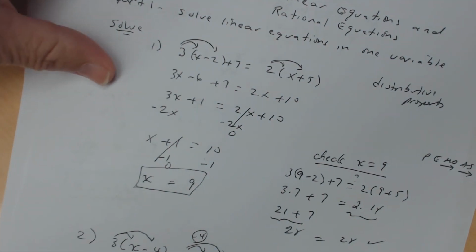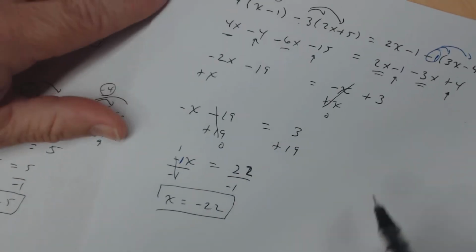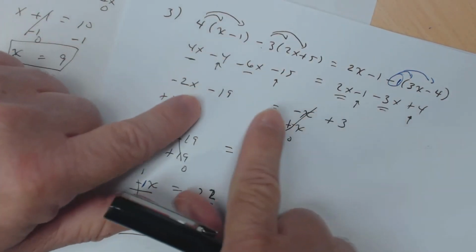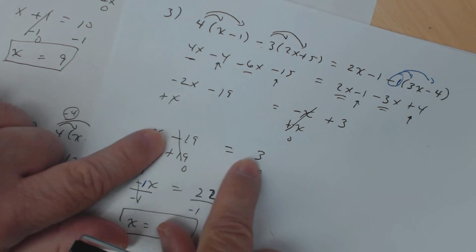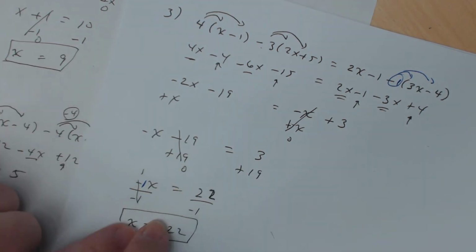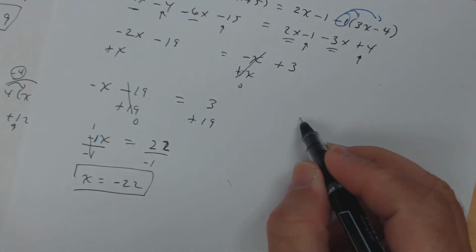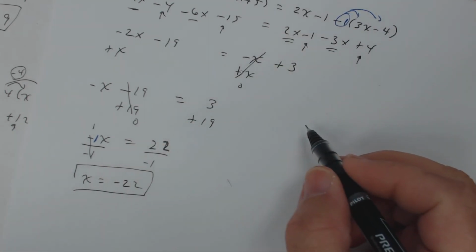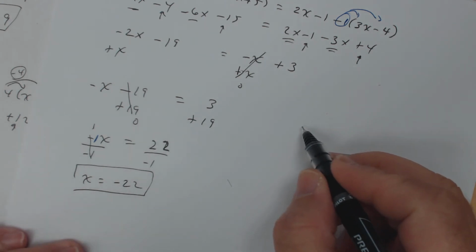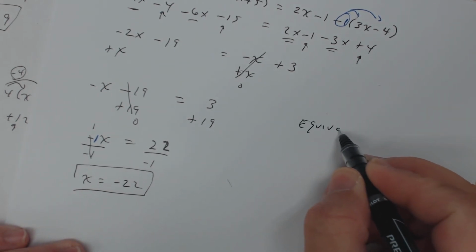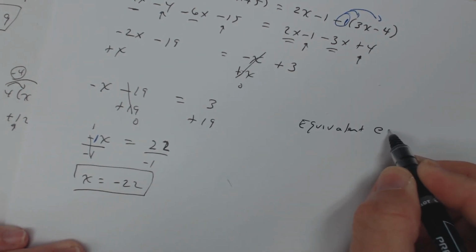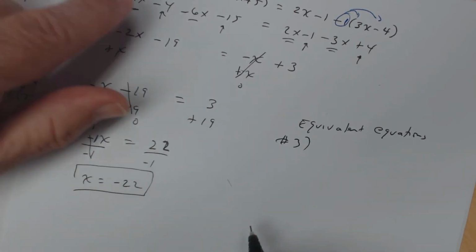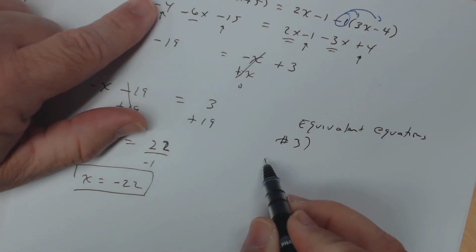So the point I'm making is this. Whenever you're solving equations, the original, and this, and this, and this, and this, they're all equivalent to each other. So these are equivalent equations for this problem right here. So remember, equivalent equations are equations that have the same solution. So for this example, for number 3, the original, these are all equivalent equations.